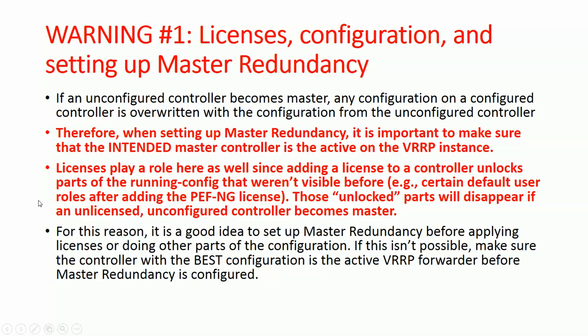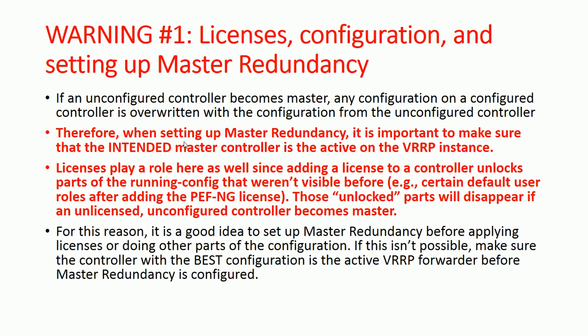Let's say one controller has the PEFNG license and the other does not. Okay, certain default user roles get configured a certain way by default after adding the PEFNG license. However, if you set up master redundancy and the wrong controller becomes active, those default configurations get wiped out. And the same thing happens for any other configuration that may exist on that controller. It's going to get wiped out. Okay, not your basic route switch settings, but just the relevant Wi-Fi configurations.